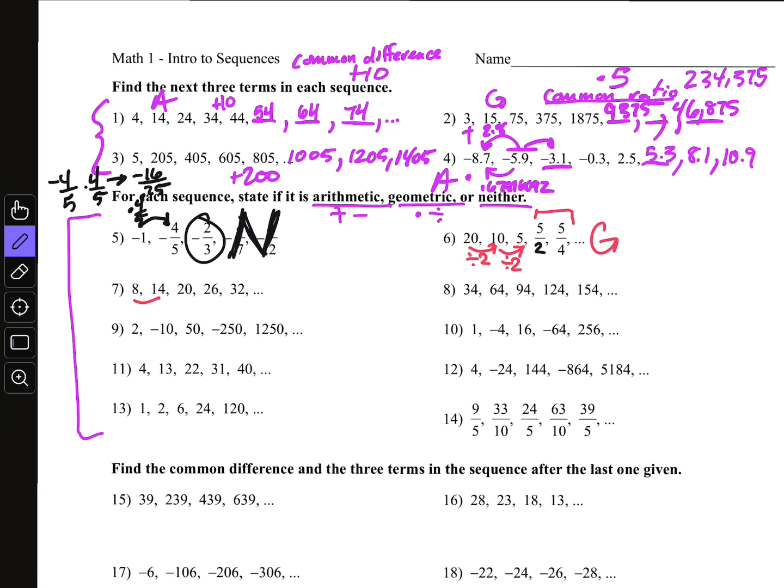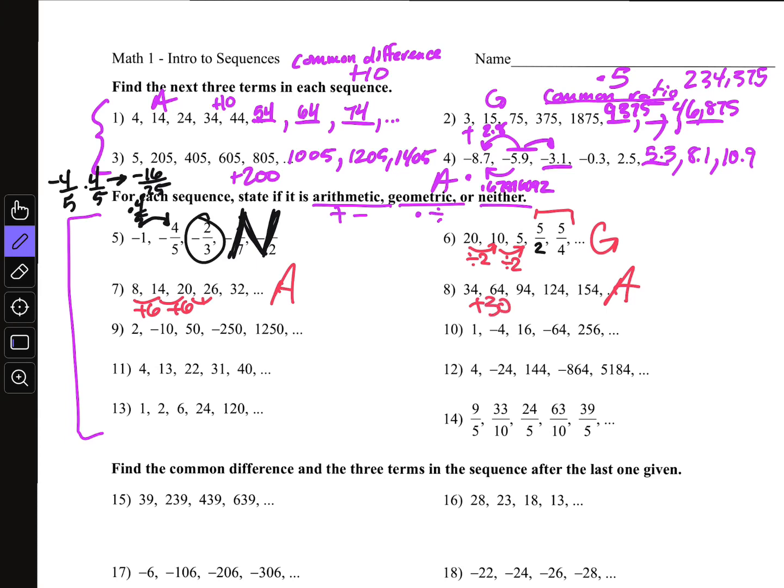Number 7. 8 to 14. We would be adding what? 6. Add 6. Add 6. Definitely arithmetic. Number 8. 34 to 64. We'd be adding 30 to 94 to 124. Yep, another arithmetic, because we're adding 30.